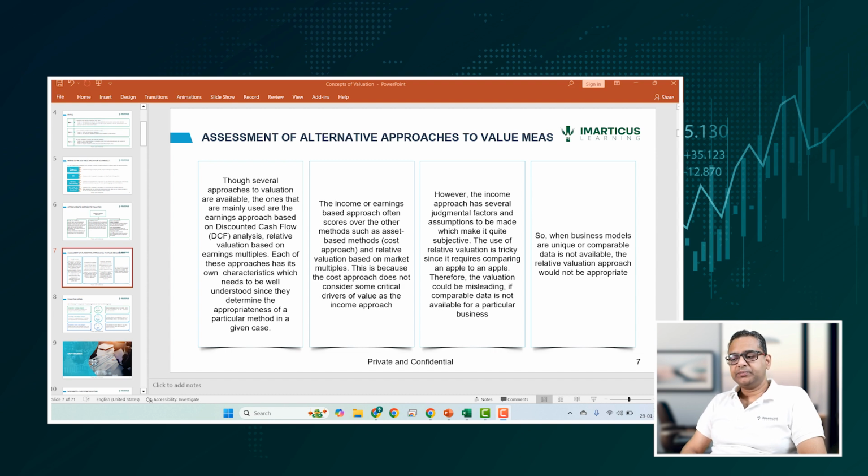Secondly, the income approach has several judgmental factors and assumptions to be made which make it quite subjective. The use of relative valuation is tricky since it requires comparing an apple to an apple.